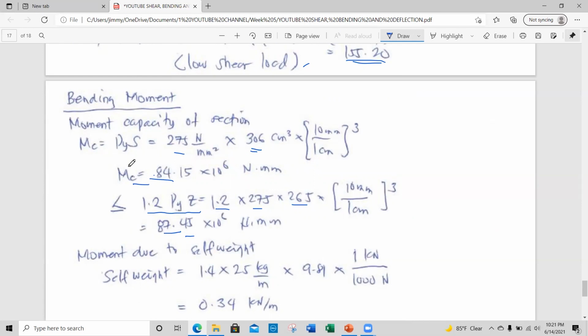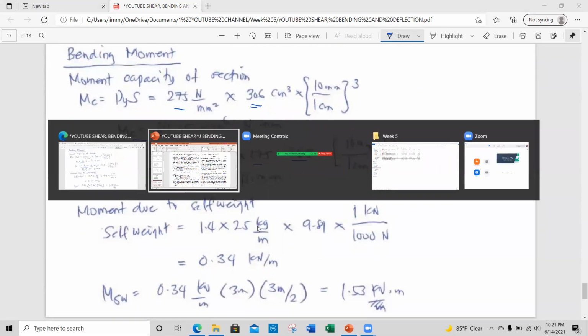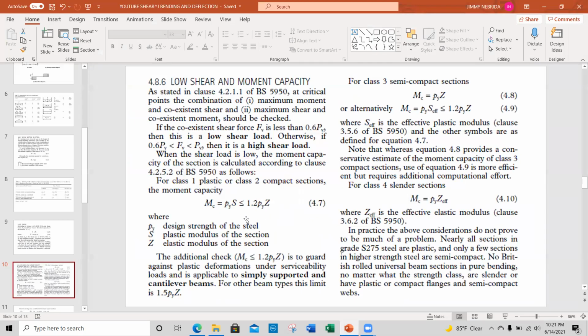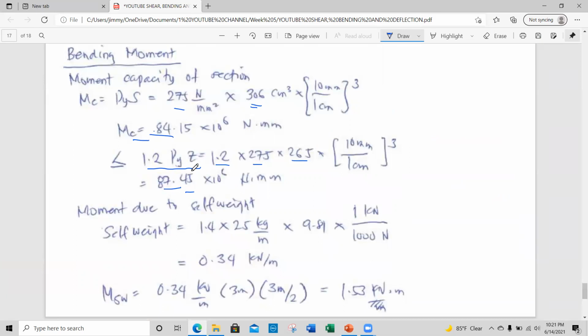So the moment capacity comes from this condition. For a class 1 plastic, also applicable for class 2, MC should be equal to PY S, but has to be less than 1.2 PY Z. Otherwise, if it exceeds, this one should be the limit. This value should not exceed 1.2 PY Z. If it exceeds, then we use the limiting value.